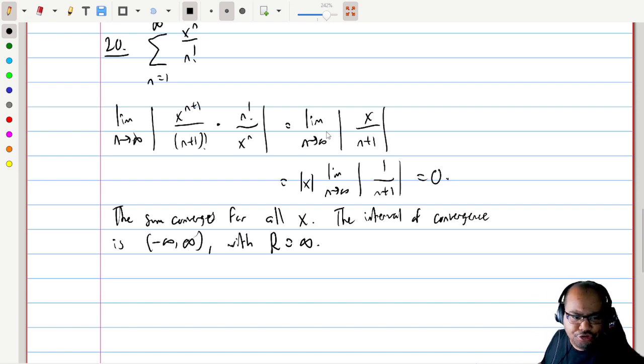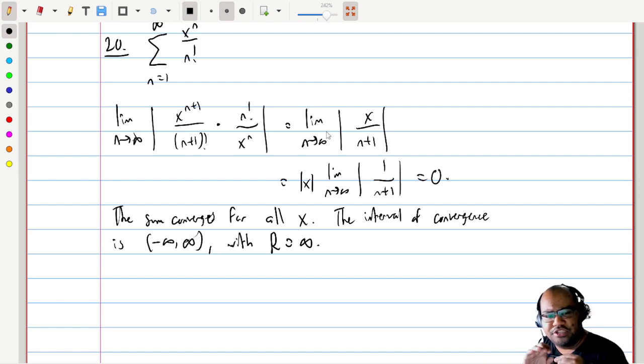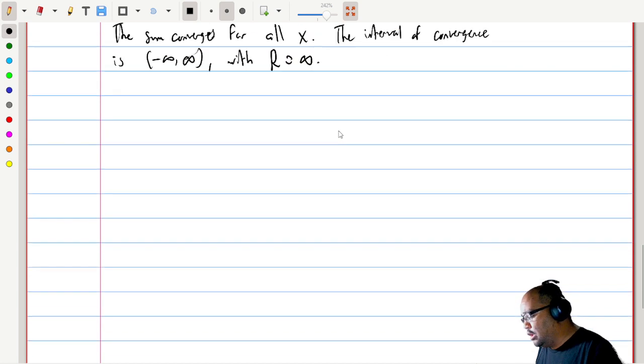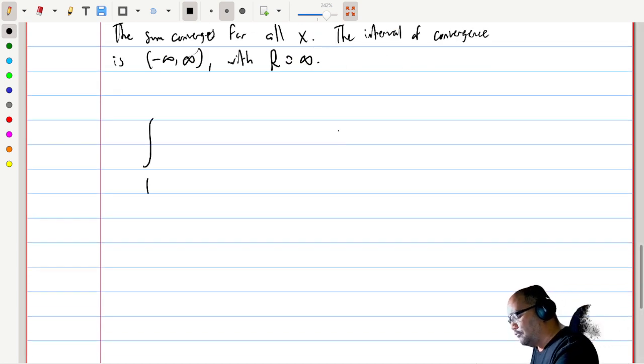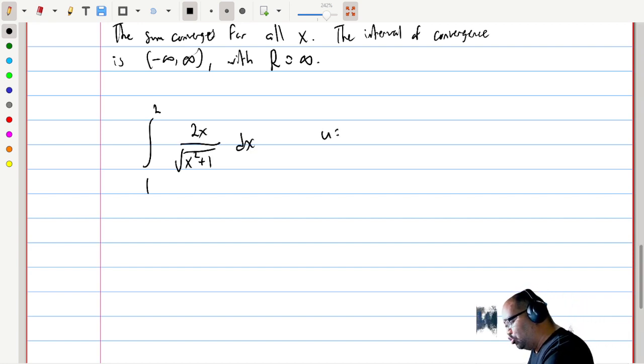Now, for that new user, for that question, again, it's whenever you do a u substitution. So if, for example, I have the integral from 1 to 2 of, I don't know, 2x over the square root of x squared plus 1, okay? If I set u equal to x squared plus 1, du is 2x dx.